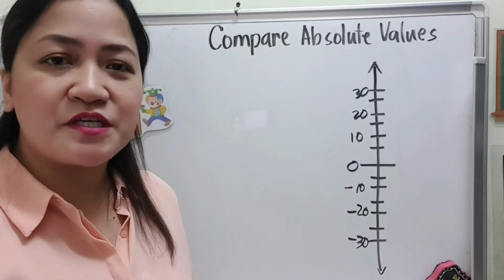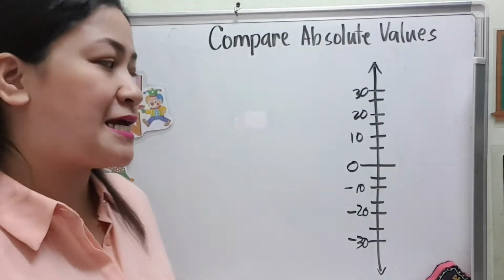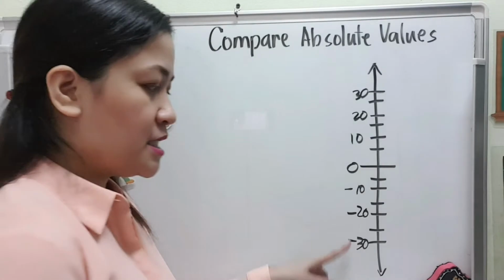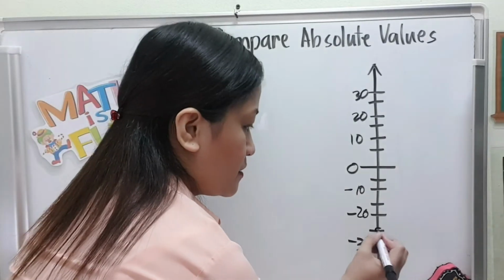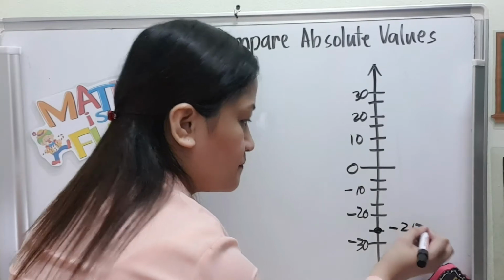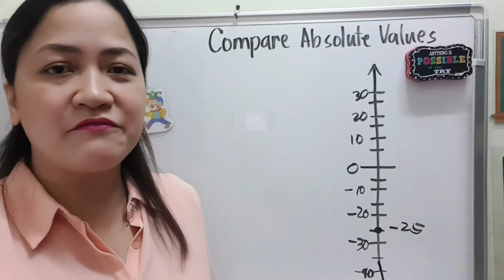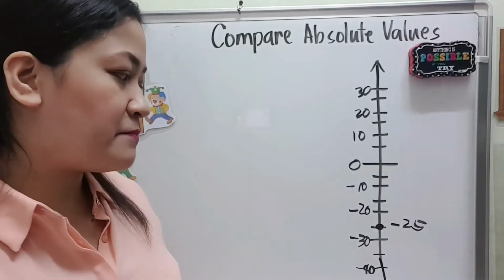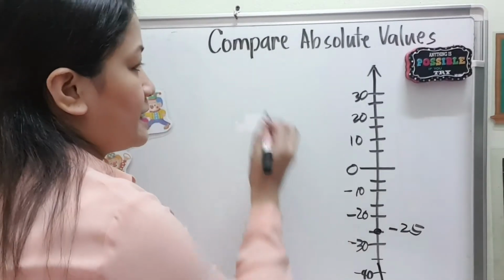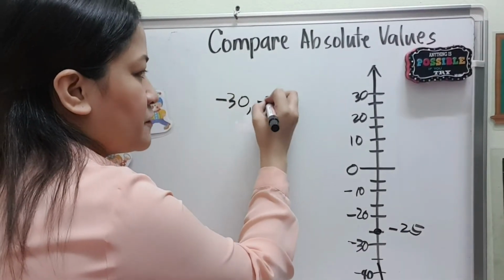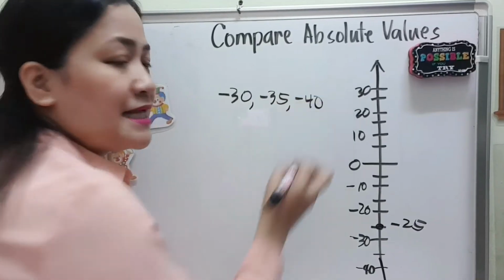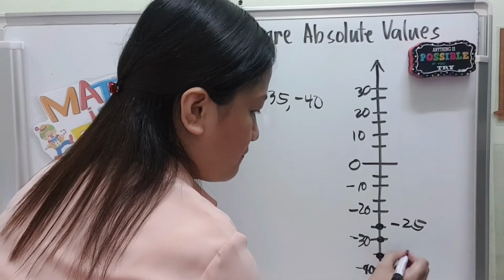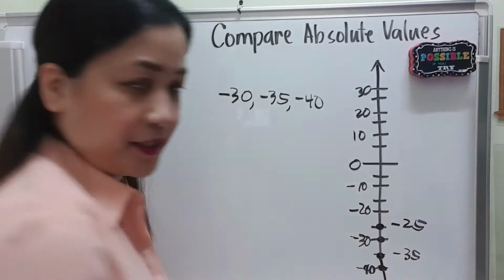First, let us graph the elevation that is negative 25 feet in our number line. So negative 25 feet is between negative 20 and negative 30. So that is halfway between them. So there is negative 25. Next, let us list down 3 elevations that are less than negative 25. So elevations less than negative 25 can be found below it. So we can choose negative 30, negative 35, and negative 40. Then let us graph it in our number line. We have negative 30, negative 35, and here is negative 40.